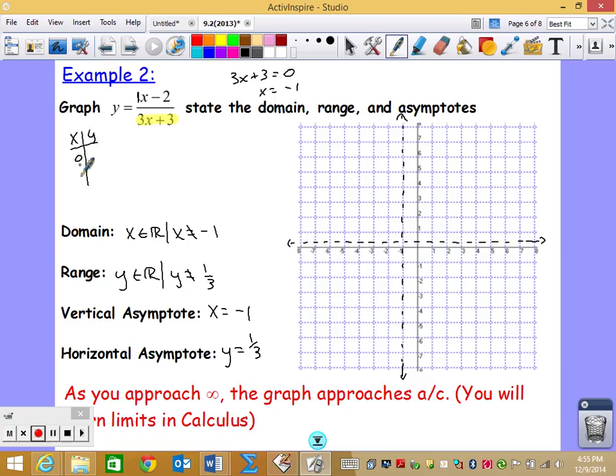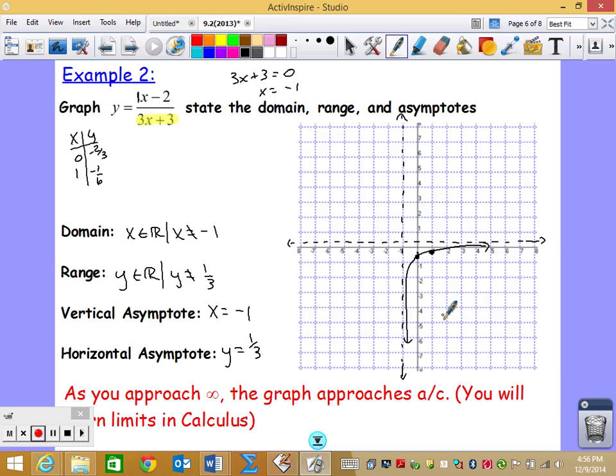Plug in 2 to the left, 2 to the right. So I'm going to go 0 and 1. So if I plug a 0 in, -2 divided by 3. So that's -2/3. If I plug a 1 in, -1 divided by 6. That's a -1/6. So 0, -2/3. Maybe right about there. 1, -1/6. I'm going to go just below the axis there. That's enough for me to draw the first half of my hyperbola.